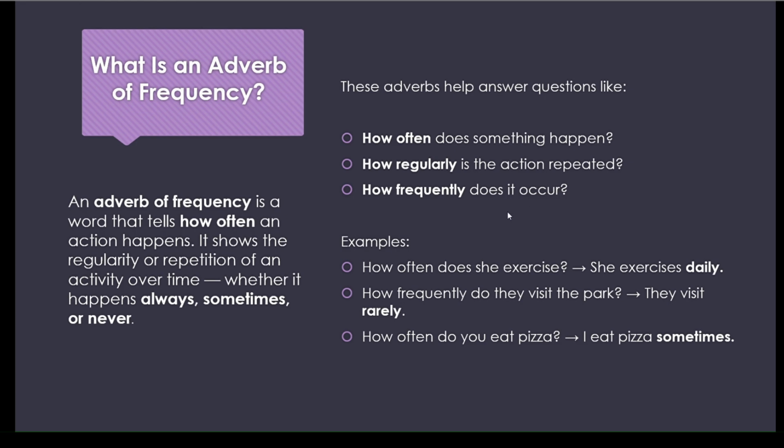does it occur. Examples: How often does she exercise? She exercises daily. How frequently do they visit the park? They visit rarely. How often do you eat pizza? I eat pizza sometimes.